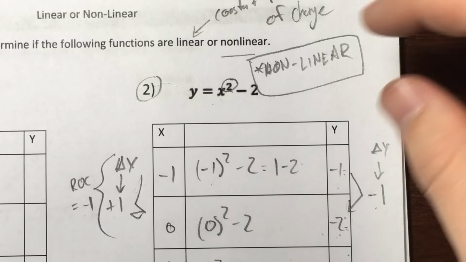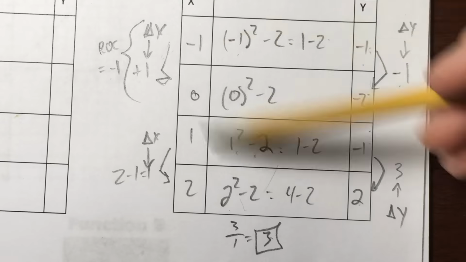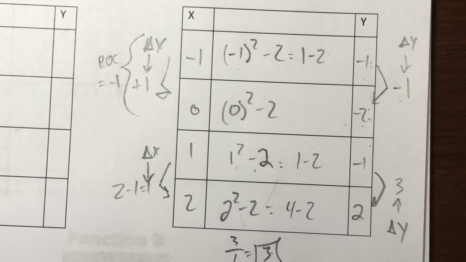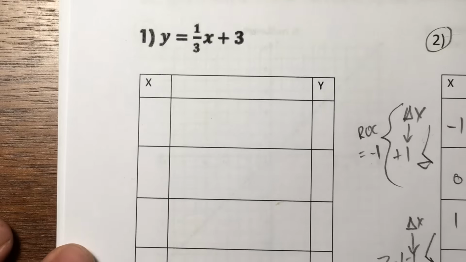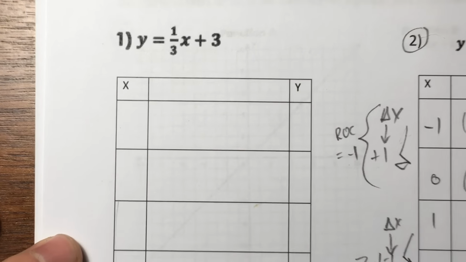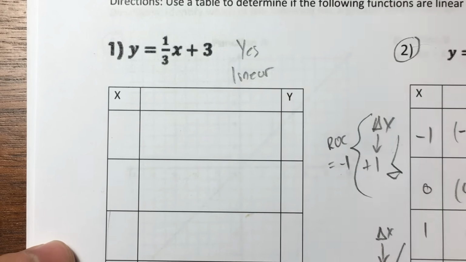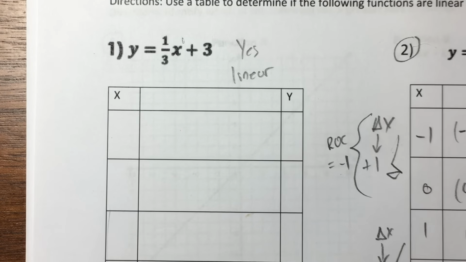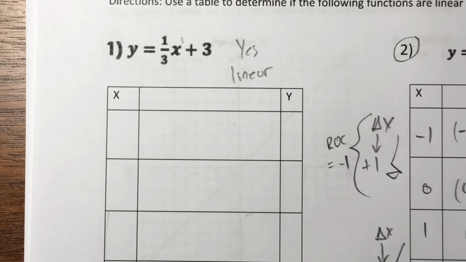So now I want you to pause the video and do number 1. Similarly here, pick any x values you want, find the corresponding y's, and prove that it is linear or nonlinear. So for question 1, if you were to plug in any x values and get out corresponding y values, we would say yes, this is linear, and you'll notice that the exponent on the x variable is 1, which gives us that hint that this will be linear.